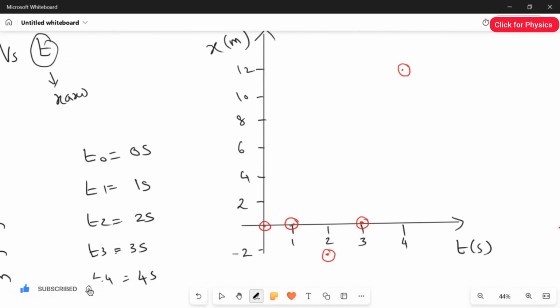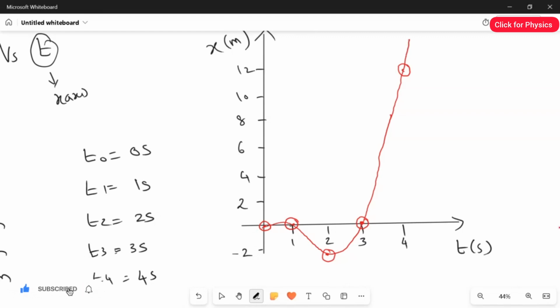Clear? Now I have to connect the points. So let's connect the points here. So when you connect the points, from here to here I have to draw a smooth curve. Clear? These are the true parts.